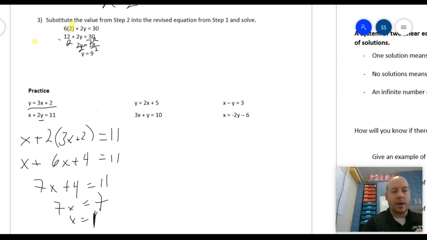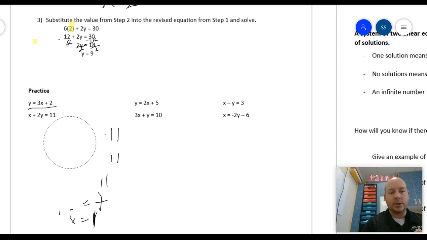Now that I know my x, I can solve for y. I'm going to show you both ways, so I'm going to use the second equation here.